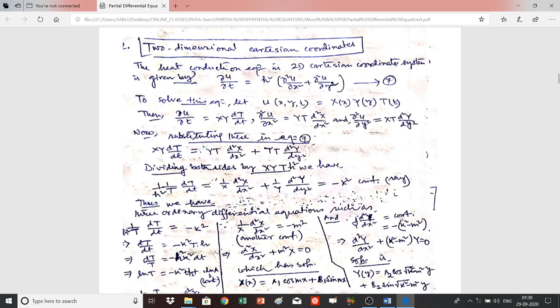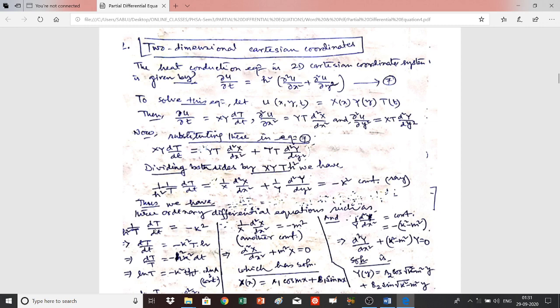Now we have to find the value of this constant. See here, this term is equal to this term plus this term. If this term is taken as minus m square, then this term plus this term should be this term, that means minus k square. So minus k square is equal to minus m square plus this constant. From there you can easily understand that this constant will be minus k square plus m square, that is equal to minus of k square minus m square.